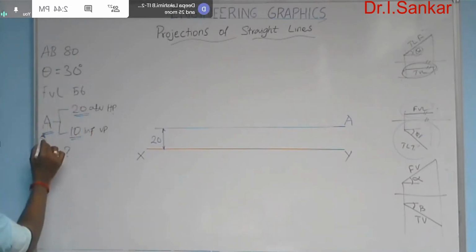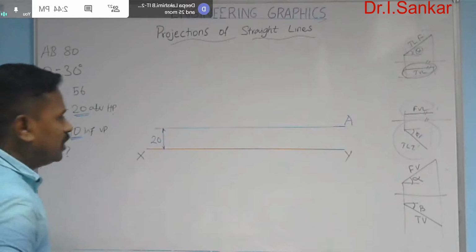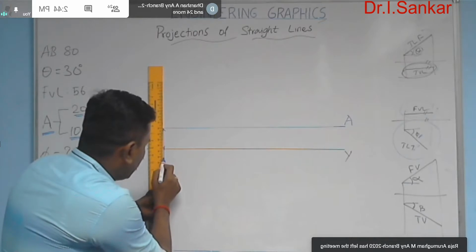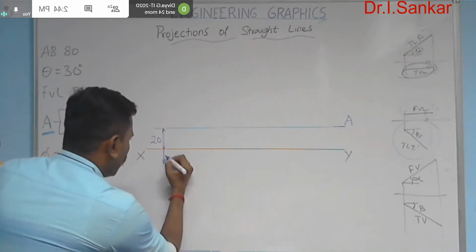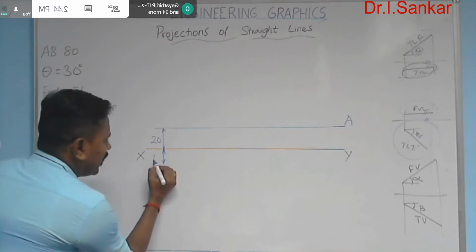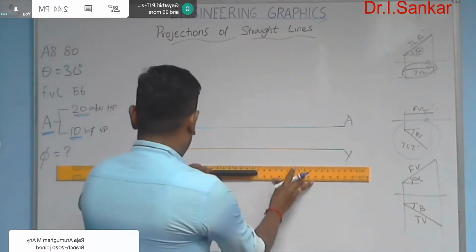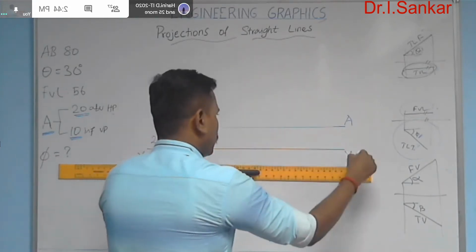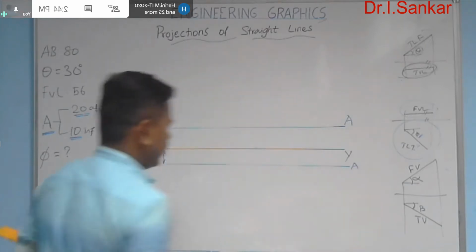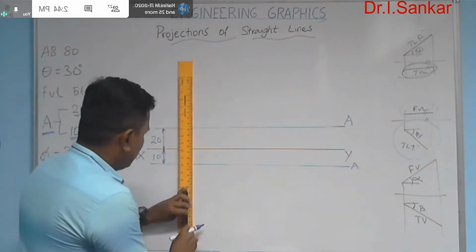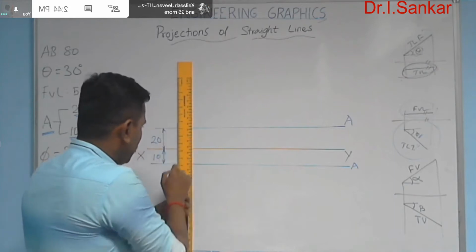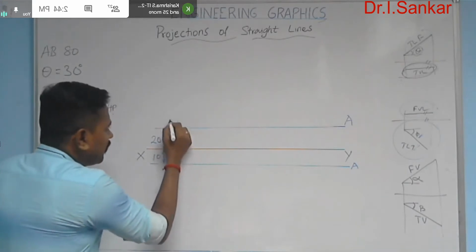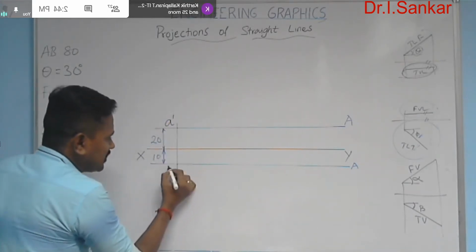At the same time, the end A is 10 mm in front of VP. So you need to measure 10 mm in the top view area, 10 mm below XY, in order to locate the locus of A in the top view. This is the locus of A in the top view. Immediately you can mark the point A in both front and top views. This is our A dash, and that is A.